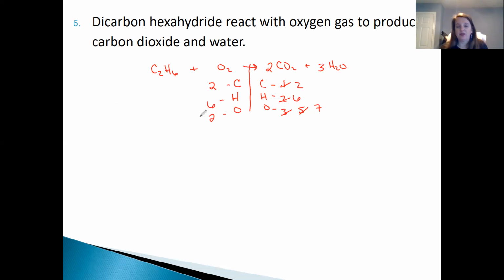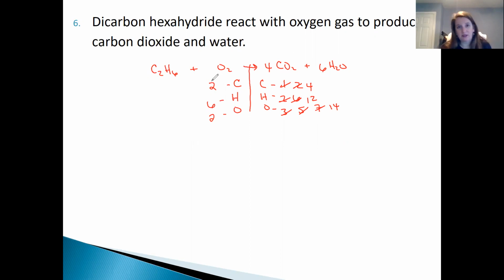And this is the point where a lot of students get stuck because they have 2 oxygens on the reactant side and 7 on the product side. So one of my tips was, if you get stuck, double your coefficients. So I'm going to double this carbon dioxide to 4, and I'm going to double my hydrogen to 6. So I got to recount my product side. I've got 4 carbons. I have 12 hydrogens, and I've got 14 oxygens. Remember, I have oxygens in 2 places. 4 times 2 is 8 plus 6 is 14.